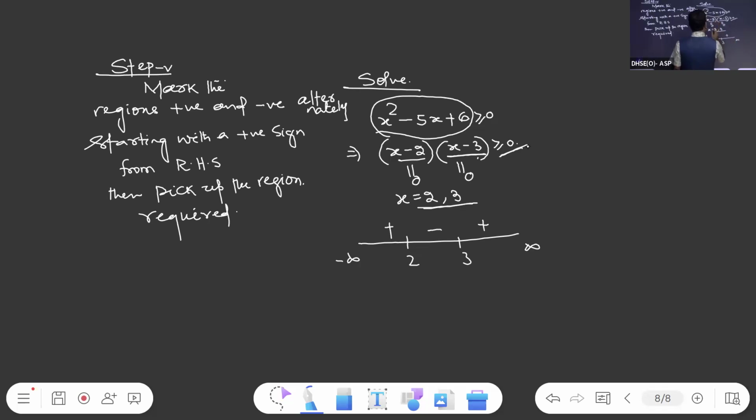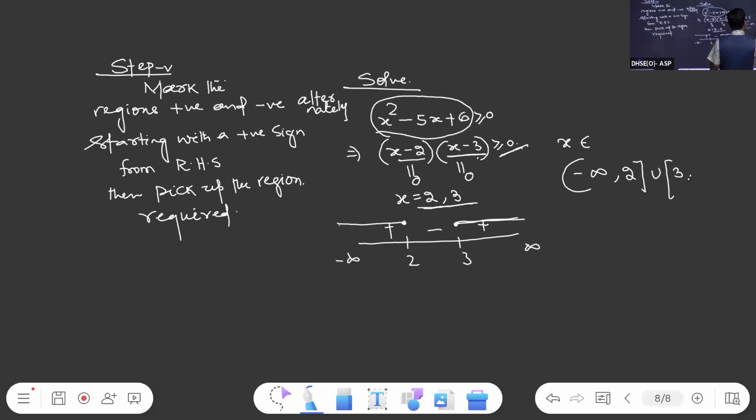Equal to 0, the expression will be equal to 0 at x is equal to 2 and x is equal to 3. So 2 and 3 will be included. Hence, we have to put filled circles over 2 and 3. So 3 to infinity, the region where expression is positive, and minus infinity to 2 is the region where expression is positive. Hence our answer is x belongs to minus infinity to 2 closed, union 3 closed, infinity open.